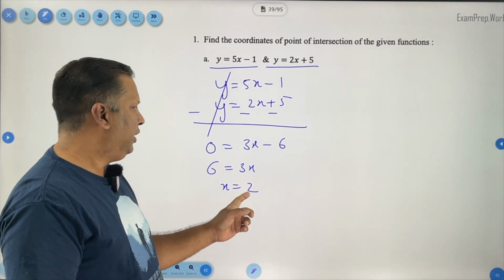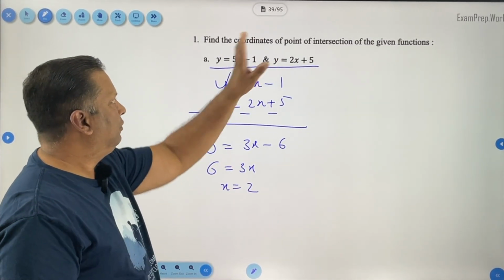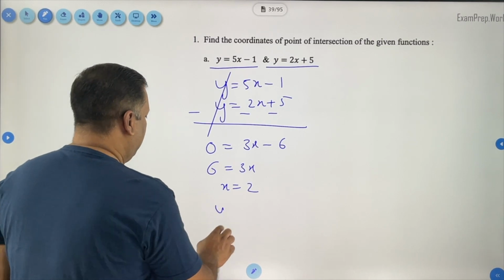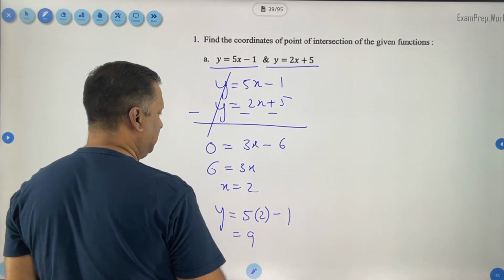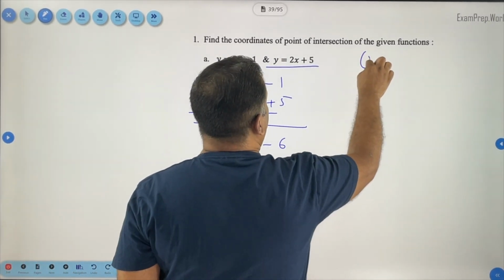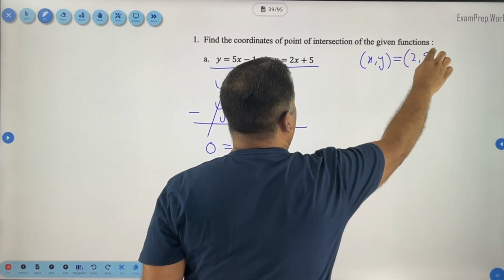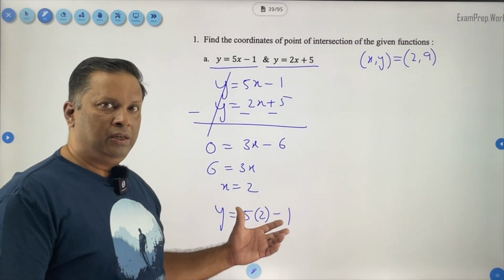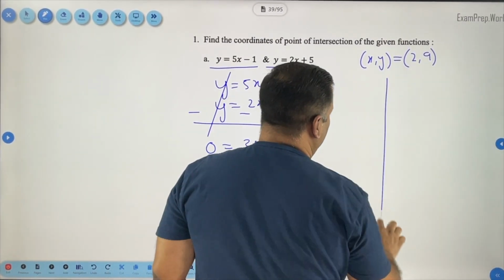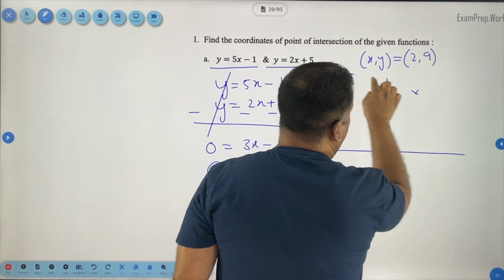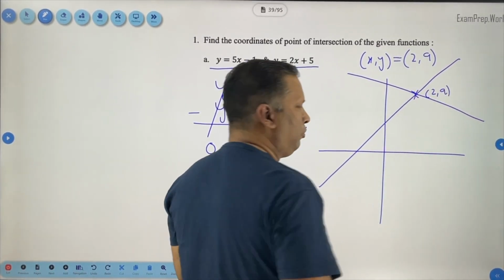Now, how to find the value of y? The x coordinate of the point of intersection, we already got. So now input this 2 in any one of the equations. I'll input here. Therefore, y equals 5 times 2 minus 1, which is 9. So the point of intersection (x, y) is (2, 9). So these two lines will intersect at the coordinates (2, 9). It will look something like this: one of the functions will be going like this, one of the functions will be going like this. This is (2, 9), the point of intersection.